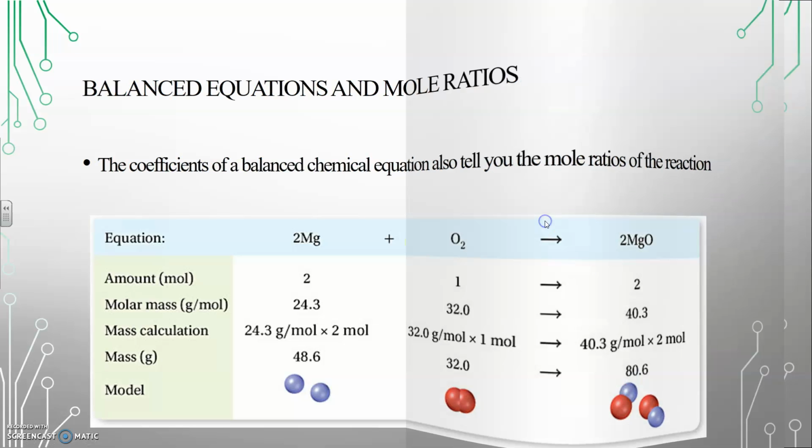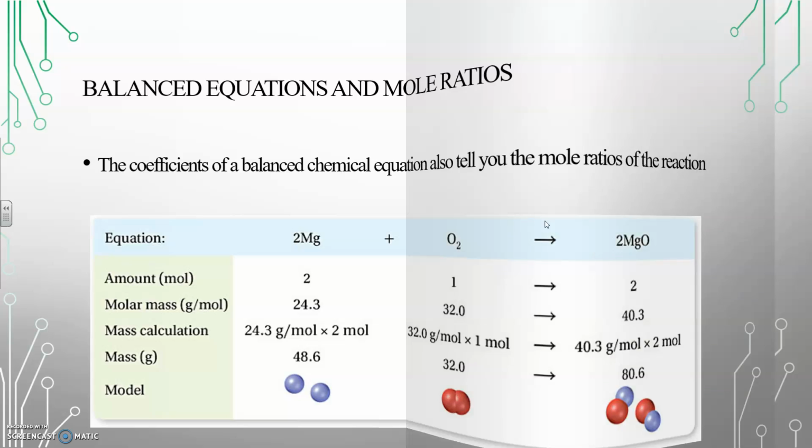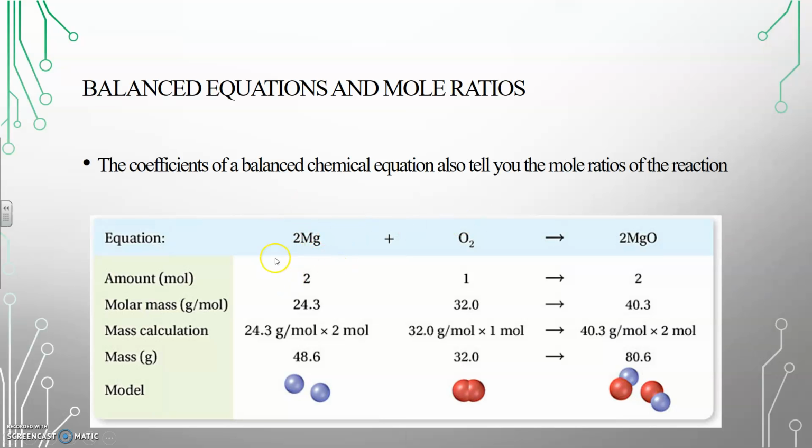Two magnesiums will also produce two magnesium oxides. One oxygen molecule will produce two magnesium oxide molecules. So basically it's a 2-to-1-to-2 ratio.